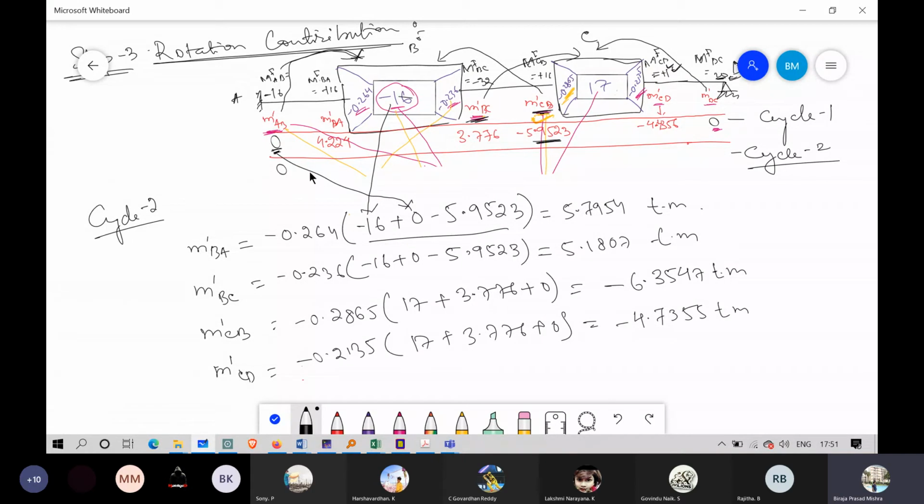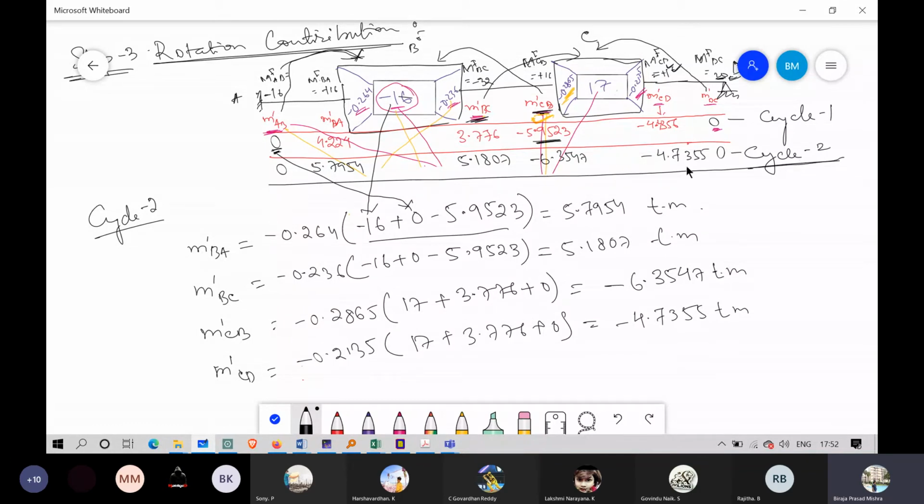So we will write all these values. This is again 0. This is 5.7954. This is 5.1807. This is minus 6.3547. This is minus 4.7355. This is again 0.